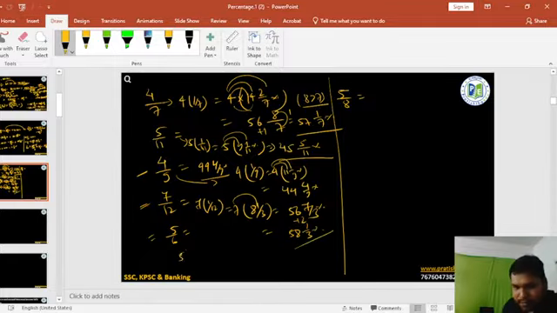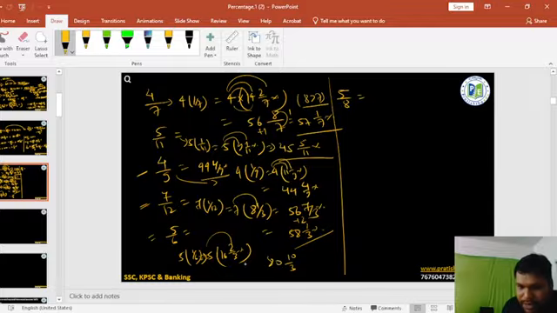5 by 6. 5 into 1 by 6. 1 by 6 is how much? 16 and 2 by 3%. Now 5 times 16 is 80, and 5 times 2 by 3 is 10 by 3. Now 10 by 3 is greater than 3. It will go 3 times. That 3 you add here, 80 plus 3 is 83. Remainder is 1 by 3. So 83 and 1 by 3%.